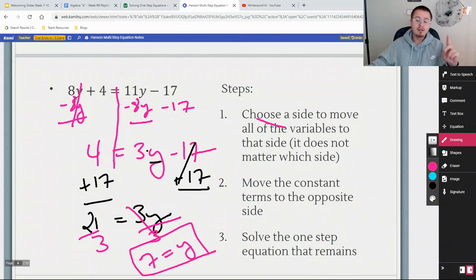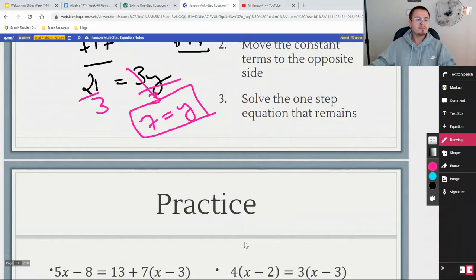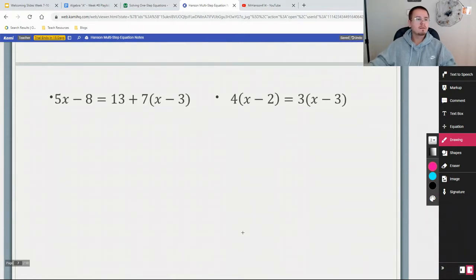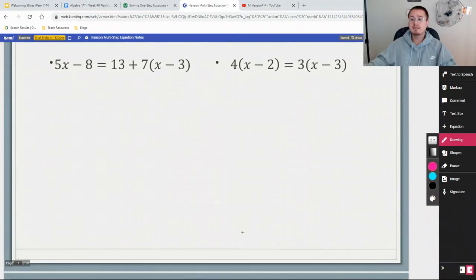So again, you might want to pause, write down some stuff, rewind, and repeat to make sure you know what we're doing with these multi-step equations. So here's a little practice for you. All you got to do is I would pause it and I would try.